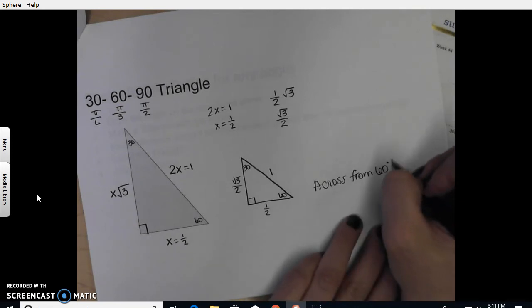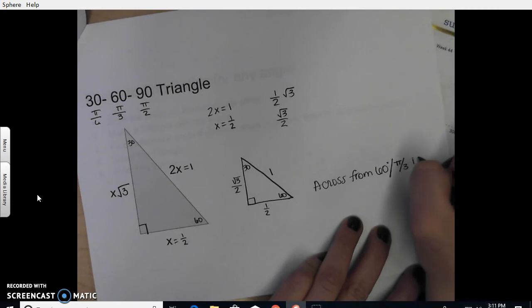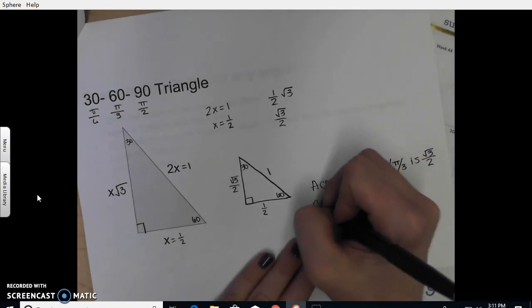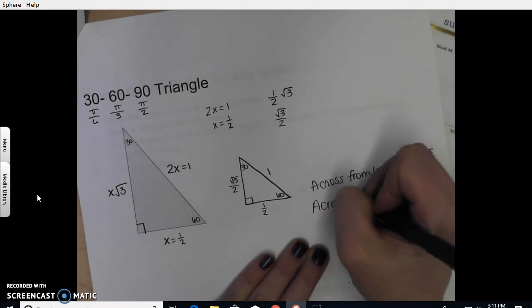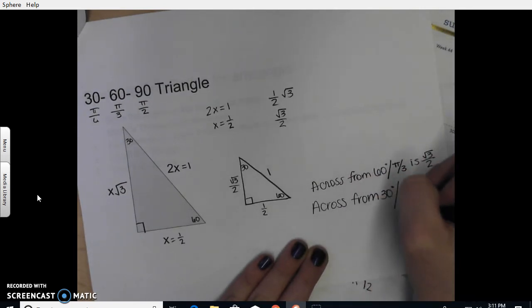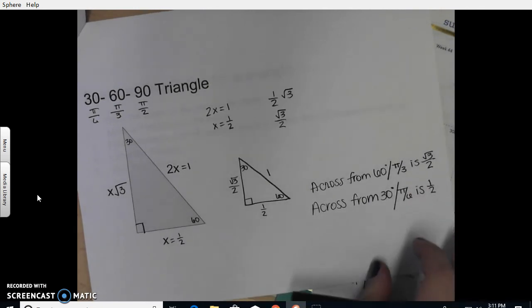So across from 60 degrees, or pi over 3, is root 3 over 2. And across from 30 degrees, or pi over 6, is a side length of 1/2.